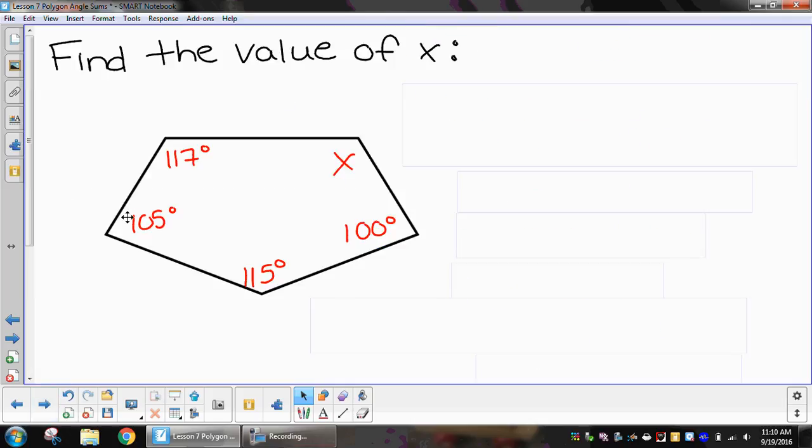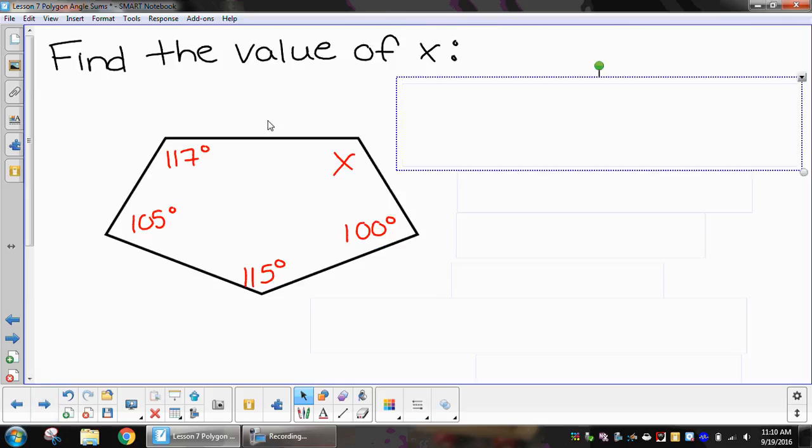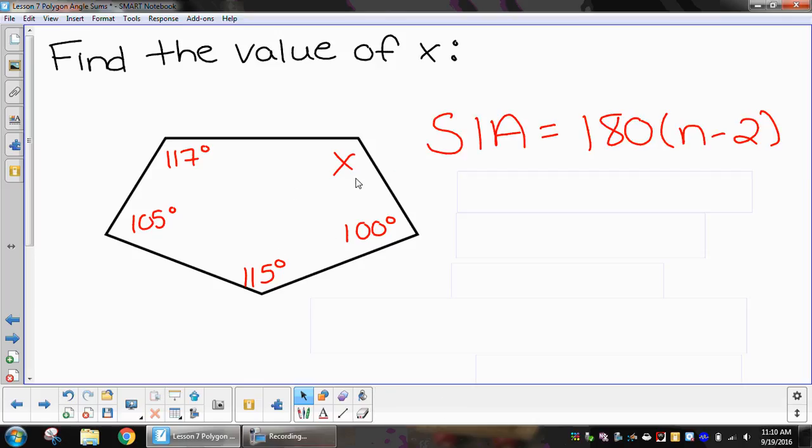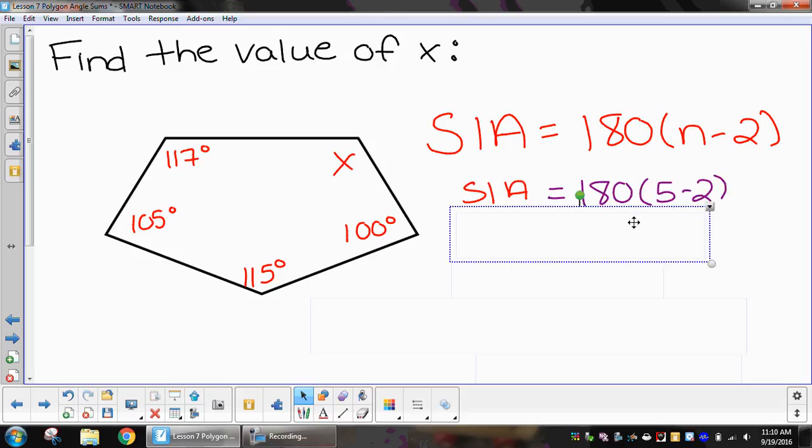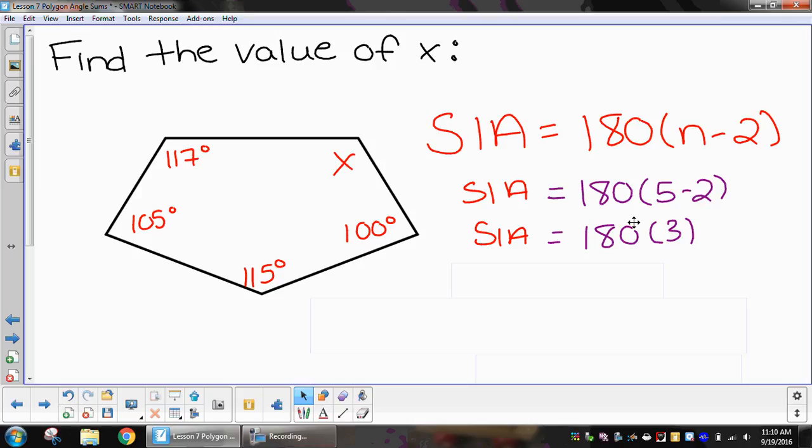Let's try another one. I have 4 of 5 angles, and I'm looking for the 5th. I can figure out what they should all add up to. So I'll plug 5 in for n, and I'll find that the sum of the interior angles of this 5-sided polygon should add up to 540 degrees. Kind of mentioned that a couple slides ago.